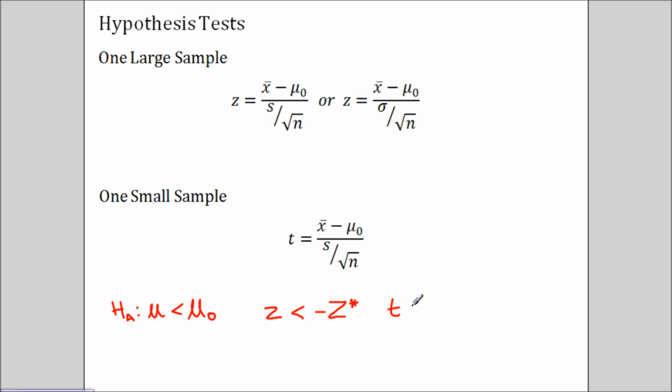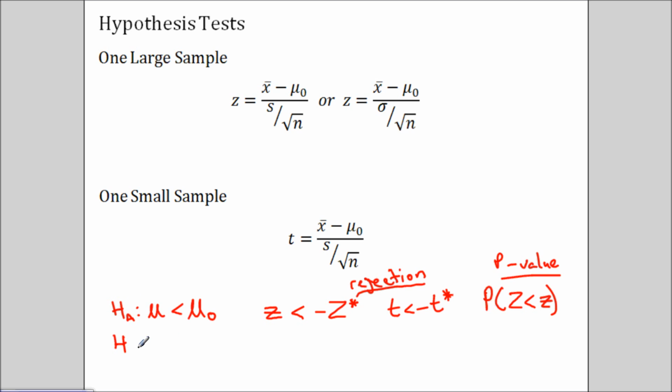or T is less, depending on if you're using T, is less than the negative of its critical value. The p-value is just the probability that Z is less than the test statistic Z. I'll use this little cross to indicate the difference between the test statistics and the capital Z's, which are the critical values. We only really can calculate p-values for Z's, but you can feel free to use the p-value method or the rejection criterion for either.